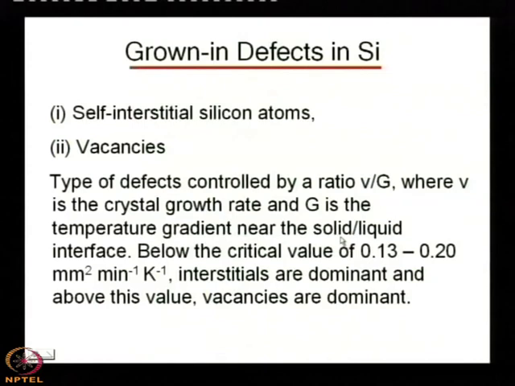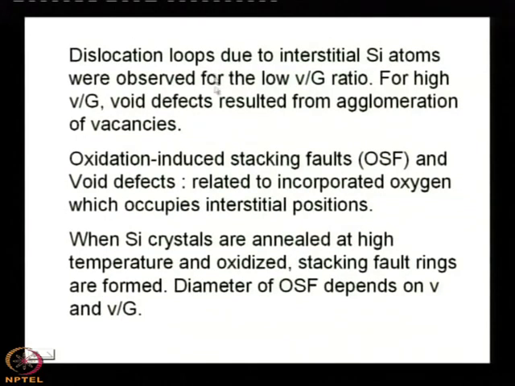The temperature gradient can be very usefully controlled by a computer, but the crystal growth rate is a very important thing, because ultimately the V/G ratio determines whether it will be interstitial or vacancy. Then another thing is that dislocation loops due to interstitial silicon atoms were observed for a low V/G ratio. So, if the V/G ratio is low, then dislocation loops will form because of the interstitial silicon atoms.